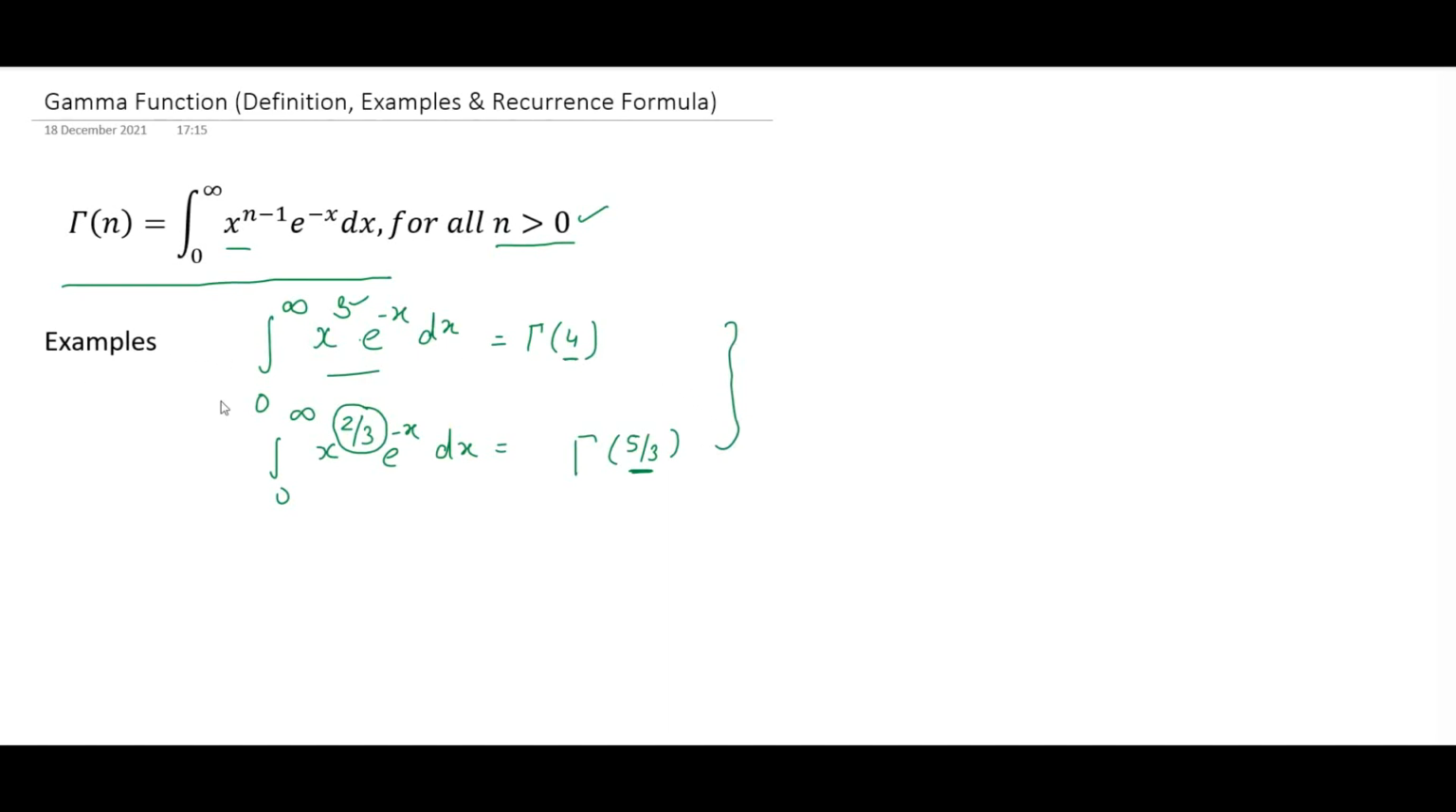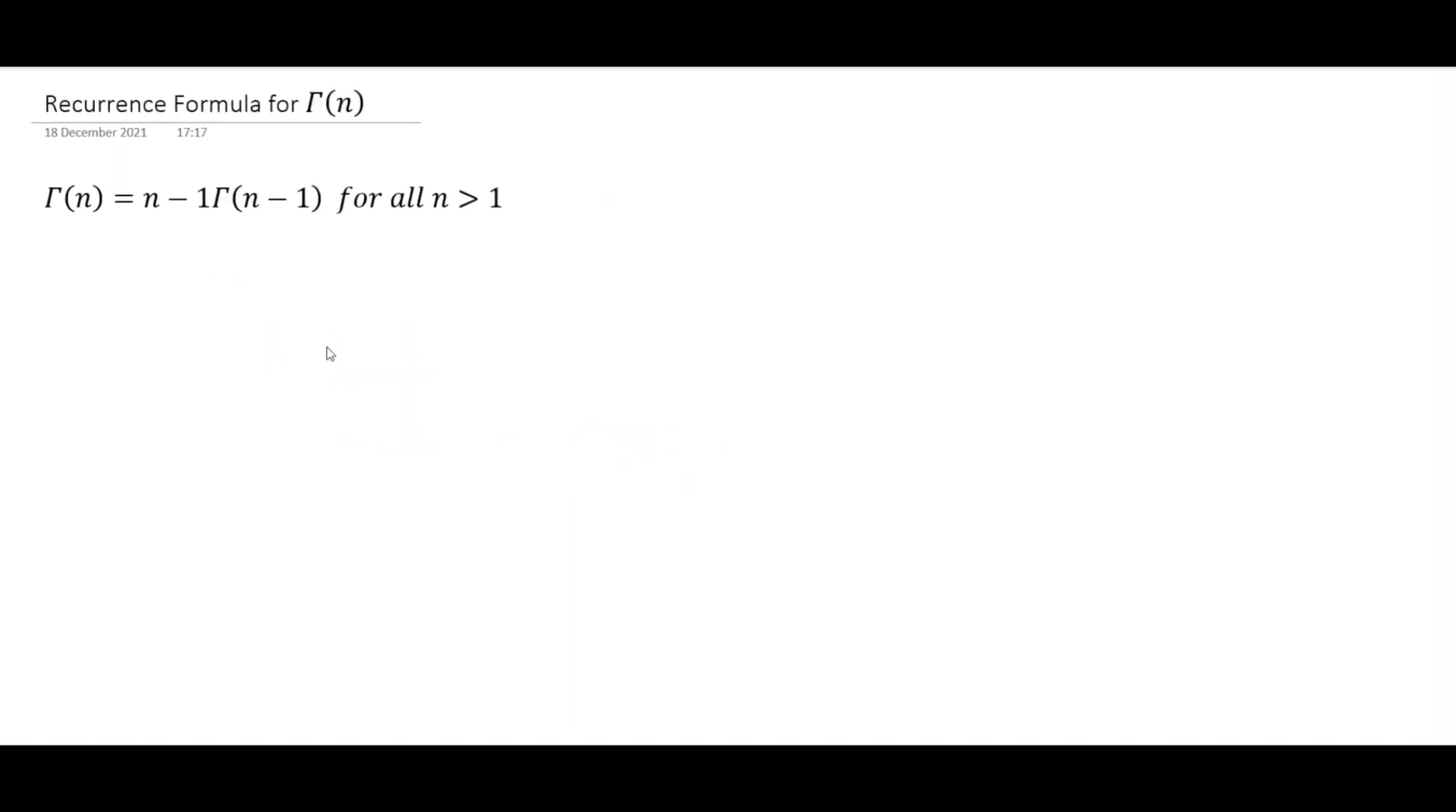Now we will discuss the recurrence formula for the gamma function, and this formula has beautiful applications in various fields of mathematics. So students, this is the recurrence formula of gamma n, and what is this formula? Gamma of n can be computed by reduction. It means if you want to calculate gamma of some number n, then it can be calculated as n minus 1 gamma of n minus 1.